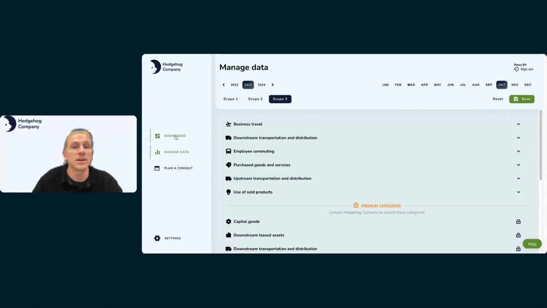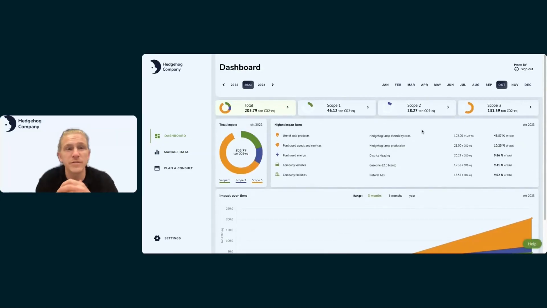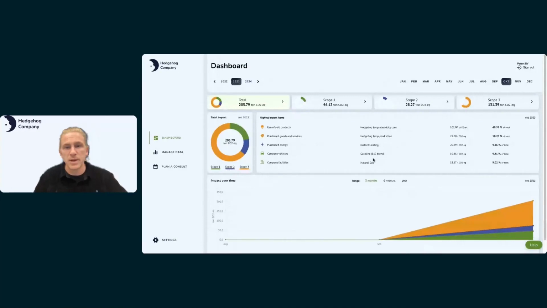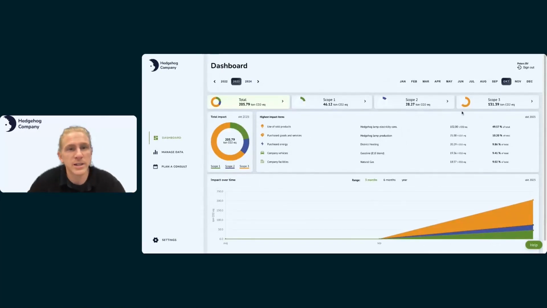But when you have achieved all this, you can finally go to your dashboard, to your overview, where there is no longer a warning that you still have to fill in the data, and you can see the actual overview of your carbon emissions. As I mentioned, the Hedgehog Carbon Dashboard is a business carbon calculator, but it's also a monitoring tool. So you are monitoring your carbon footprint over time.